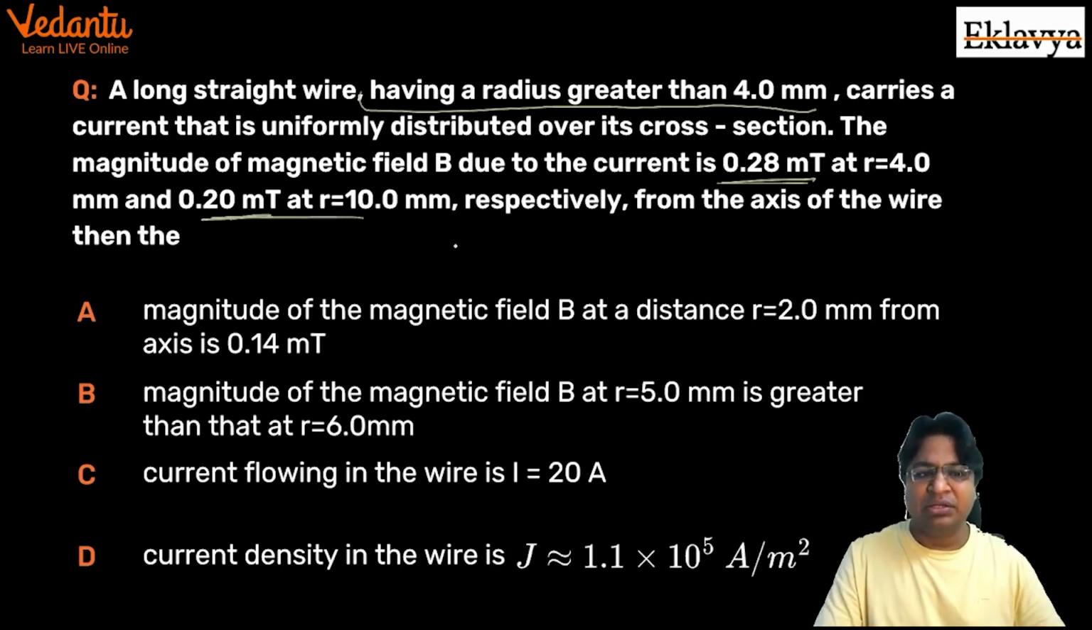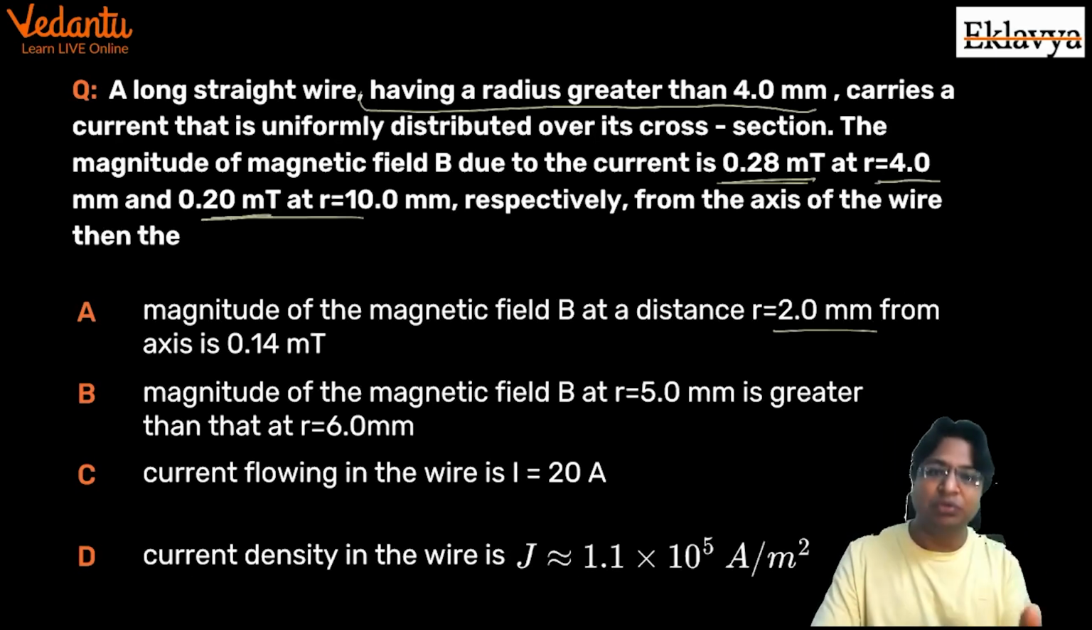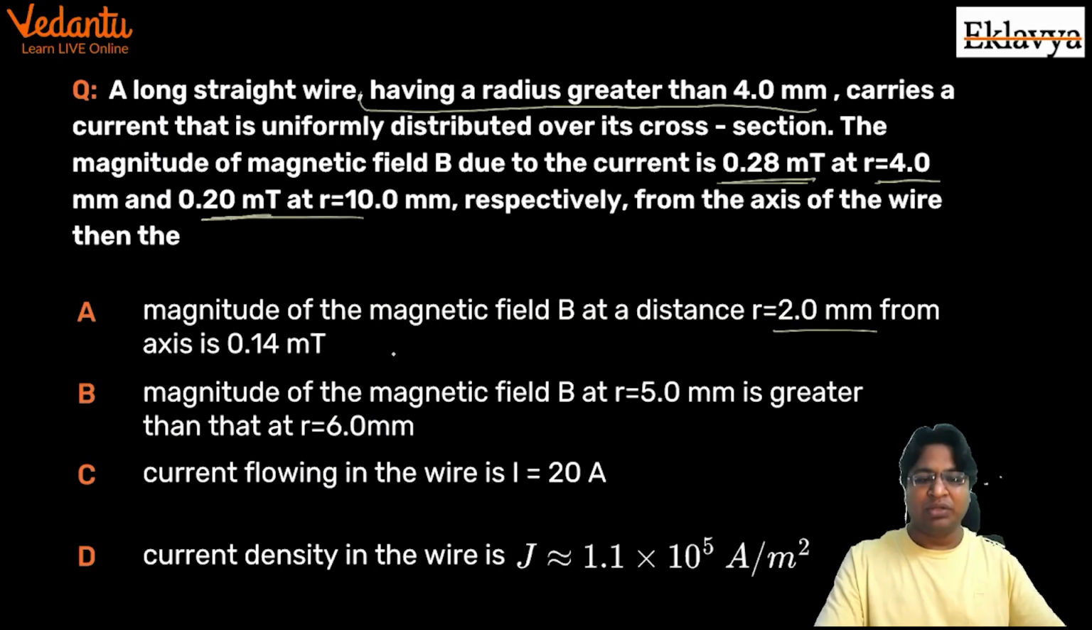Now, magnitude of the magnetic field at a distance of 2 millimeter from the axis. So guys, see, this 2 millimeter is half of 4 millimeter. So if 4 millimeter was inside the wire, 2 millimeter is bound to be inside the wire, and therefore we can rely on this fact that B is proportional to R. If we are talking about a point that is at a halfway distance as compared to this point 1, then the magnetic field also will become half of what we have at this point. So it would be 0.14. So 0.14 is correct. So option A is correct.